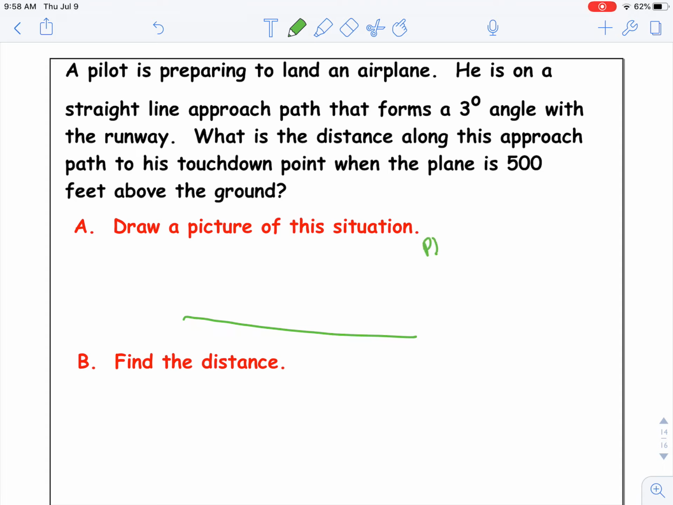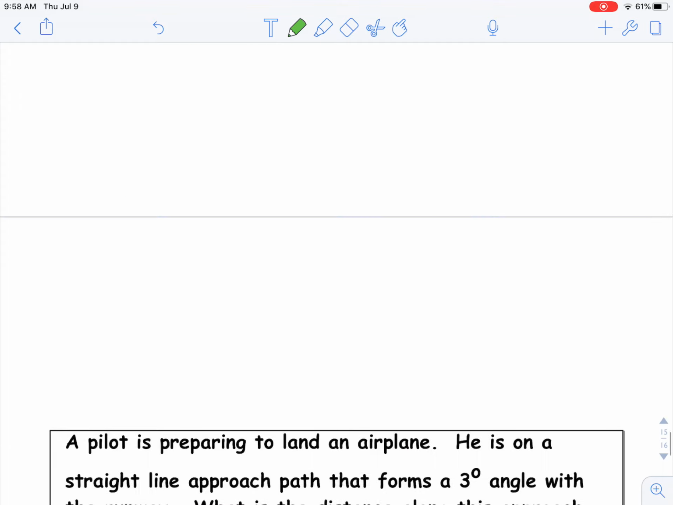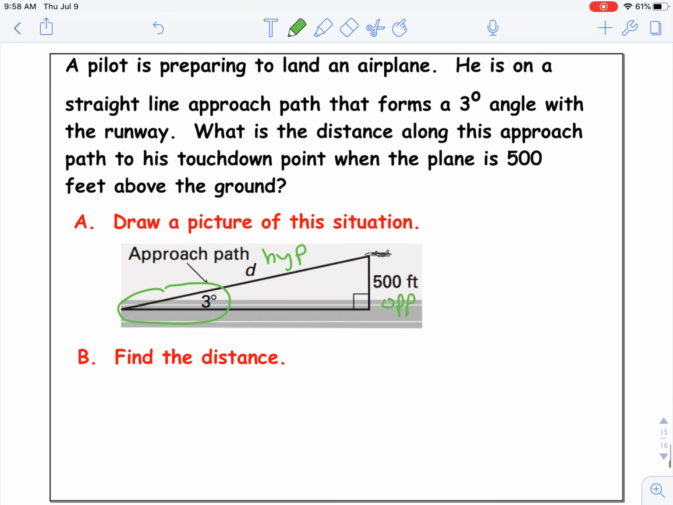So if this is the runway right here, and here is the plane up here, okay, I'm not going to even attempt to draw what a plane looks like. Many of you are way better artists. But this path that he is on right here is making a 3-degree angle with the ground. We know that the plane right now is 500 feet above the ground, and we want to find the distance along this approach right there. So that's how you could draw a picture of that.